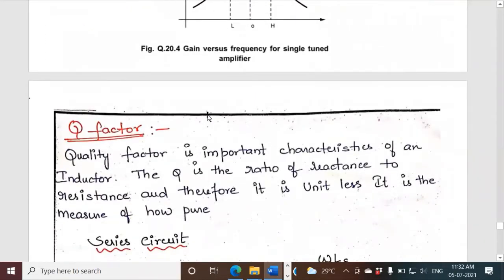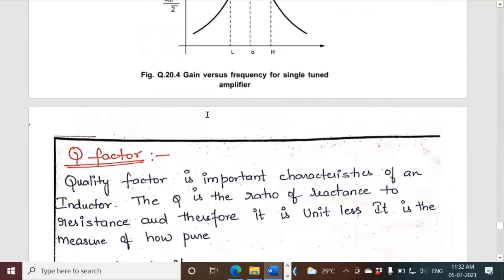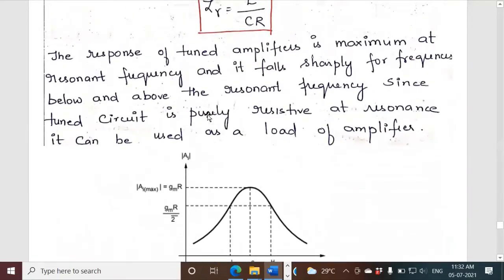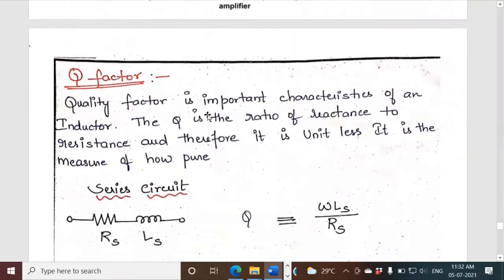Okay, next we will discuss a term called quality factor. You have studied quality factor earlier. Anyway, in simple words, it is the ratio of reactance to resistance. Reactance divided by resistance is the quality factor.